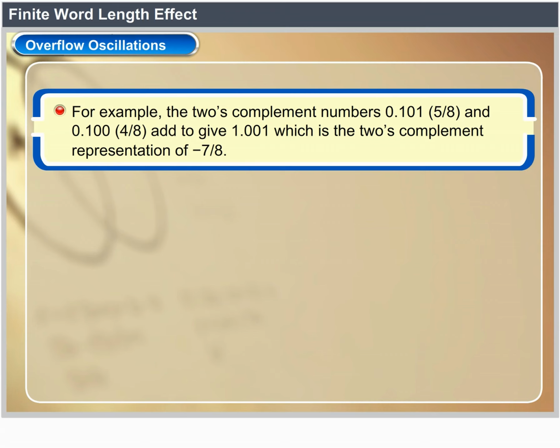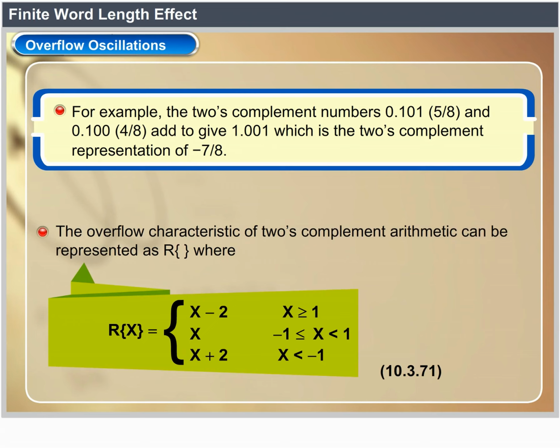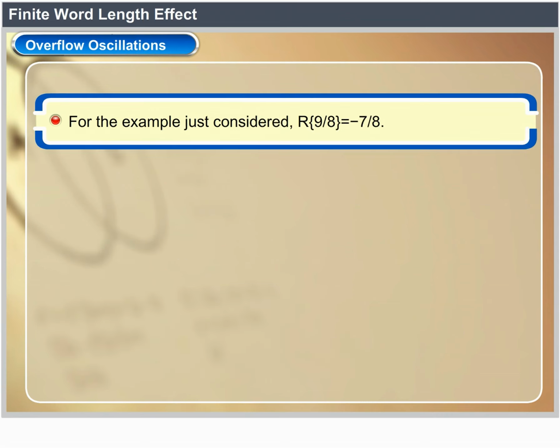The overflow characteristic of two's complement arithmetic can be represented as R, where R of x equal to x minus 2 for x greater than or equal to 1, x for minus 1 less than or equal to x less than 1, x plus 2 for x less than minus 1, is called equation number 10.3.71. For the example, just consider R of 9 by 8 equal to minus 7 by 8.